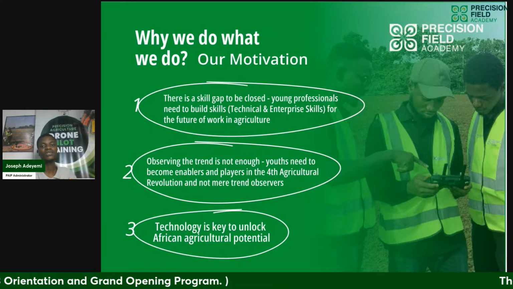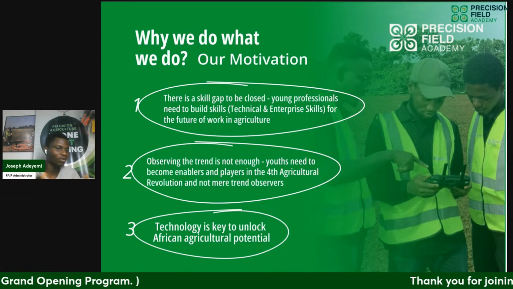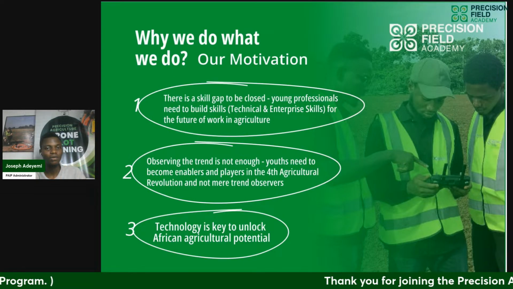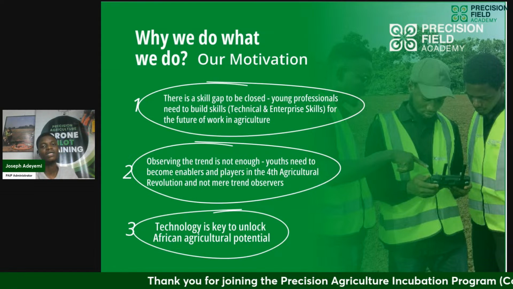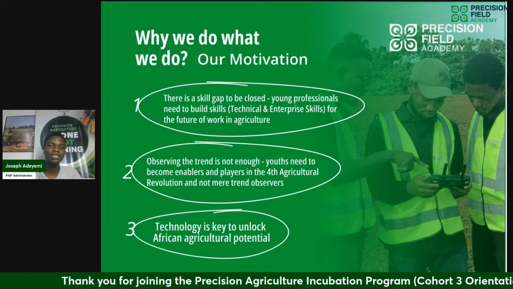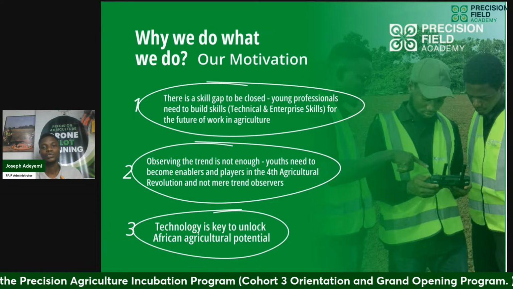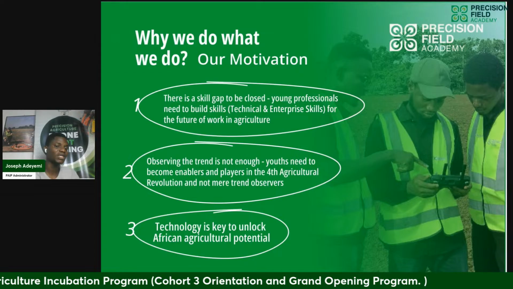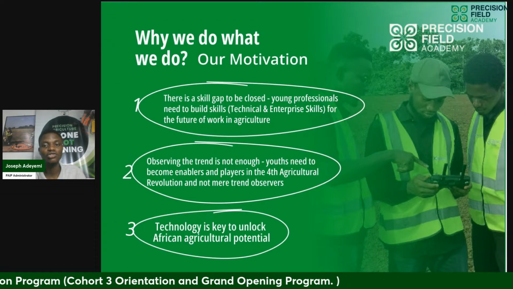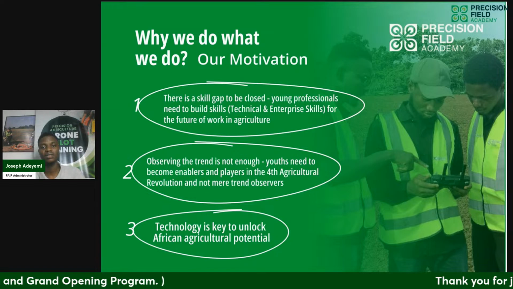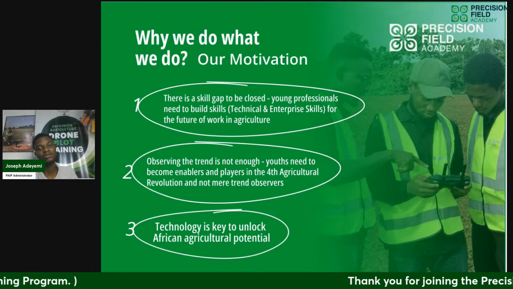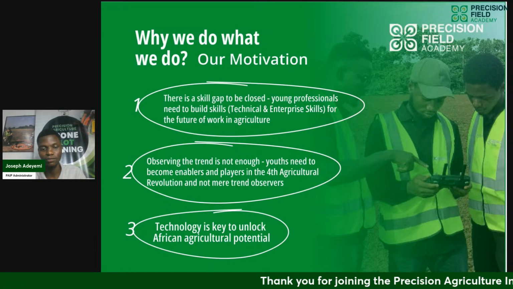Okay, so what's our motivation? Why do we do what we do, starting the academy, or even running a program like the Precision Agriculture Incubation Program? Because from our research, we discovered there's a skill gap that needs to be closed. So this academy and this program was strictly created to help young professionals build the required technical and enterprise skills for the future of work in agriculture.